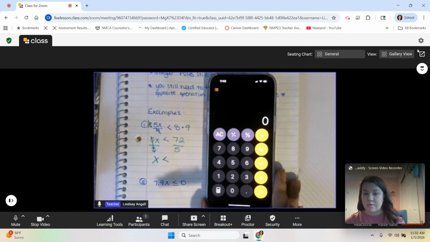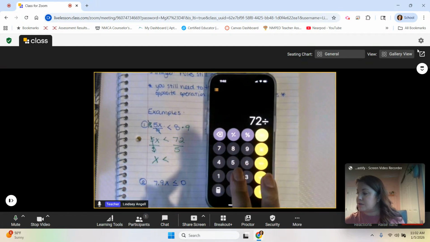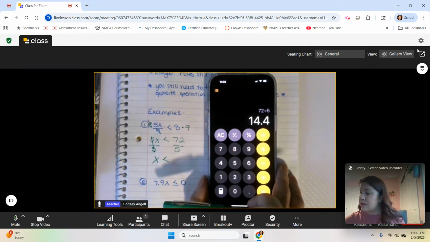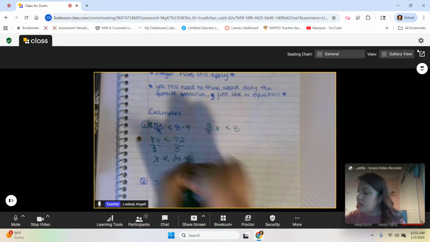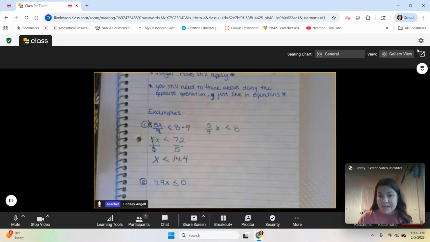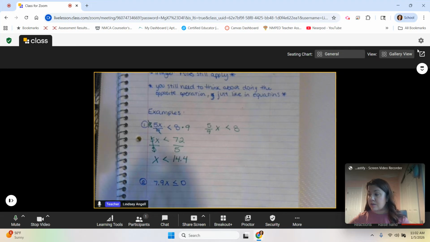Can you see that, hopefully? There we go. 72 divided by 5 is 14.4. So, x needs to be less than 14.4 in order for us to be able to plug something in and make that inequality true. Now, let's practice it the other way.